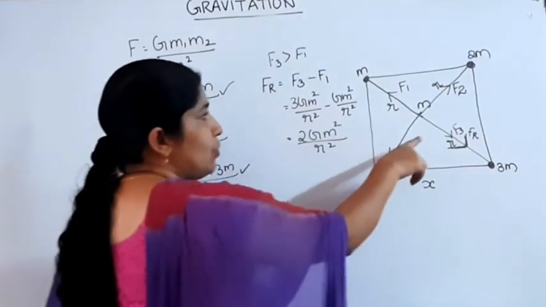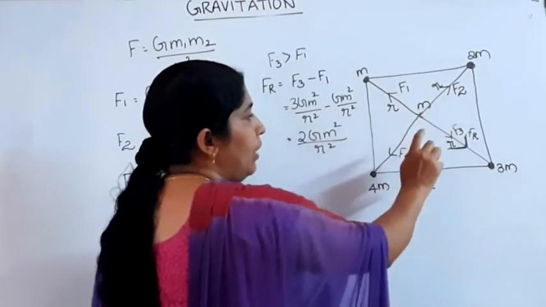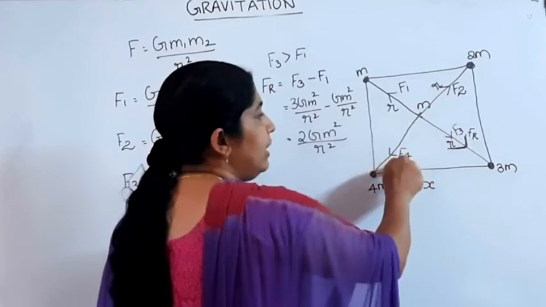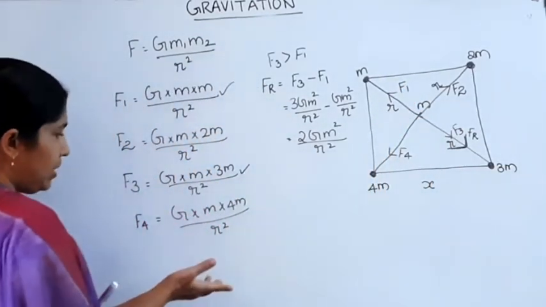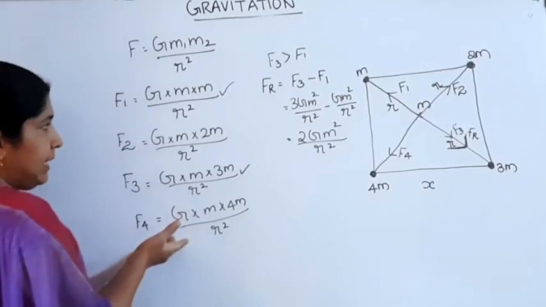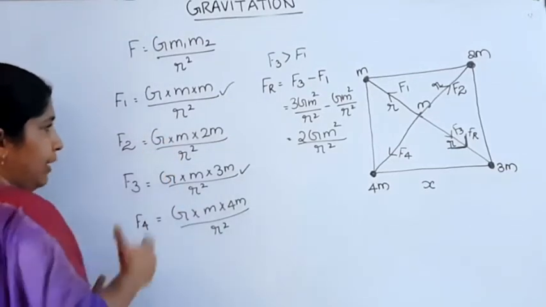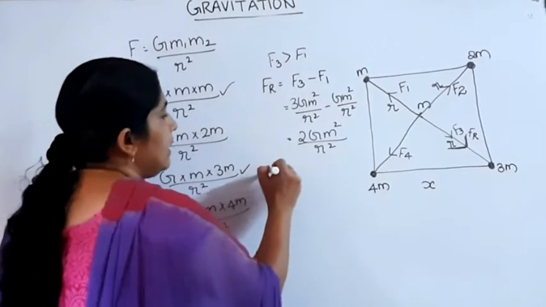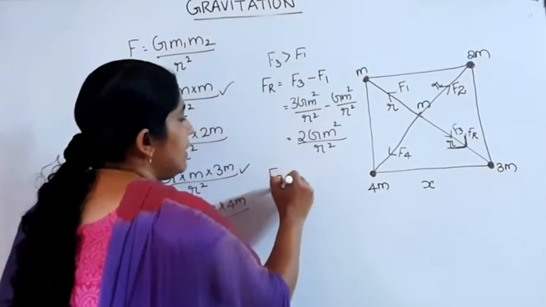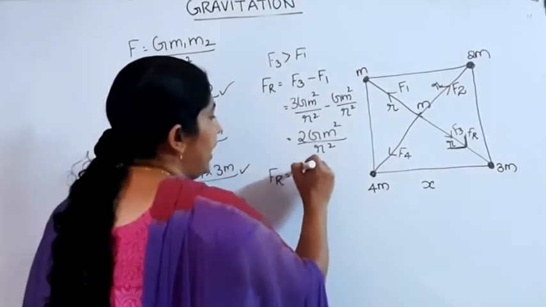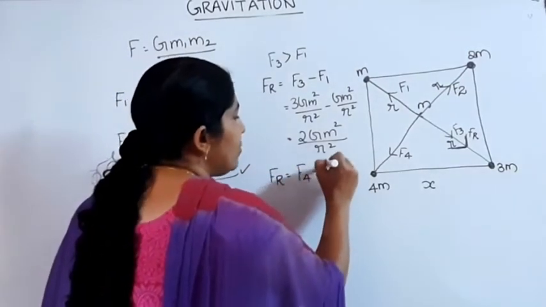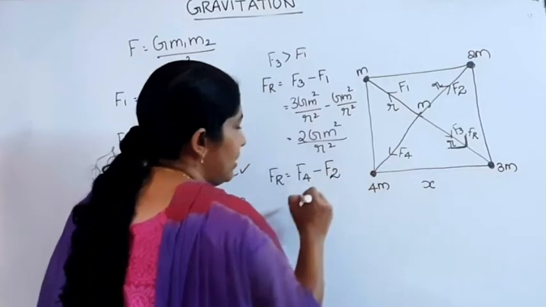Now we want to consider F4 and F2. Here, which one is greater? F4 and F2 are along a straight line. From the equation it is very clear that F4 is greater than F2. Then what about the resultant in that direction? F resultant is equal to F4 minus F2. F4 and F2 are acting along a straight line but in the opposite direction.